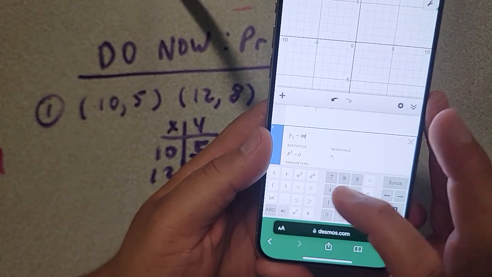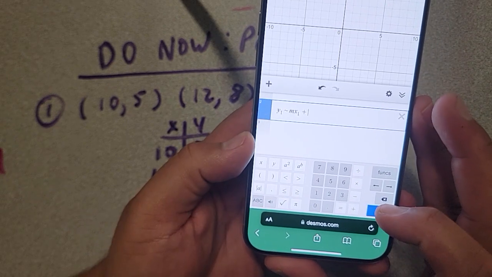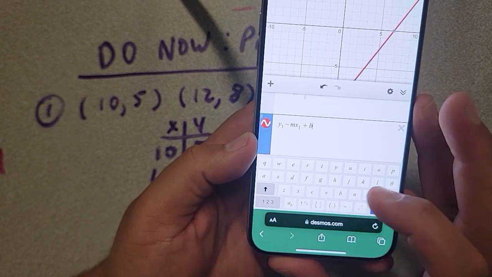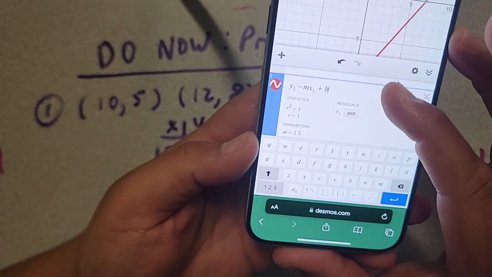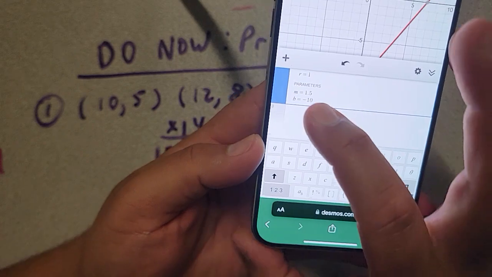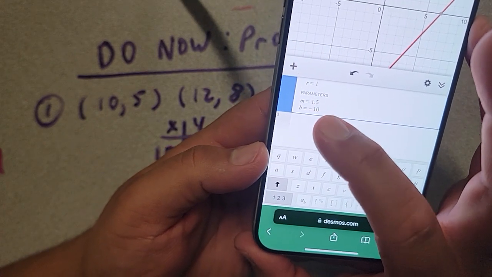Then we have our X1. And then plus, and then let's go to B. There we go. So now, we're going to have some information. It gave us our equation, and we're asking for the slope, the M. Now the M is 1.5.